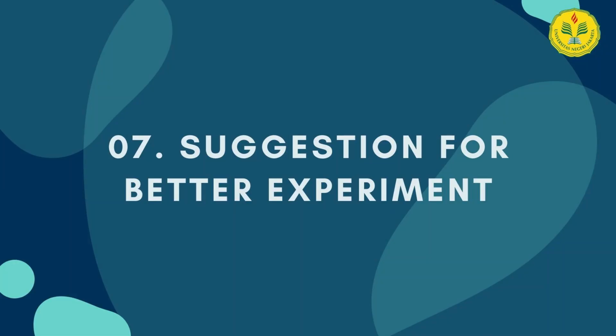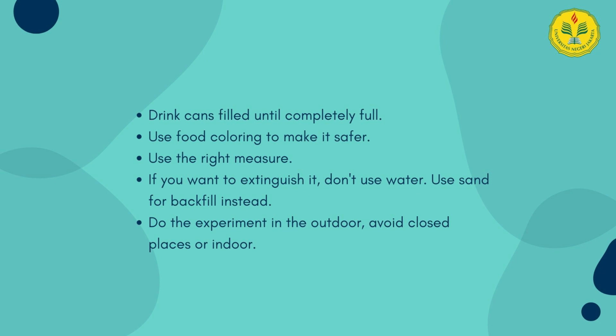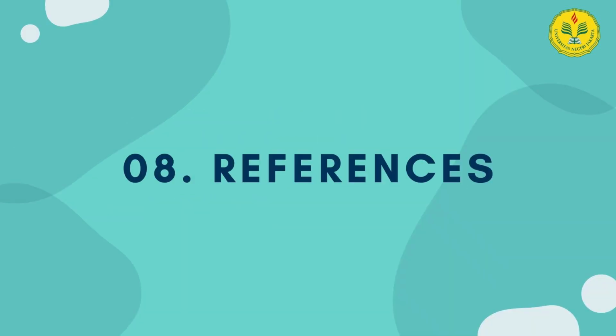Seventh, suggestions for a better experiment. First, fill the drink cans until completely full. Second, use food coloring to make it safer. Third, use the right mixer. Fourth, if you want to extinguish it, don't use water, use sand for backfill instead. And the last one is do the experiment outdoors. Avoid closed places or indoors.